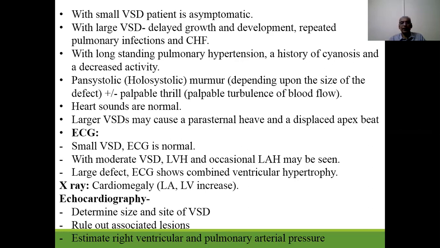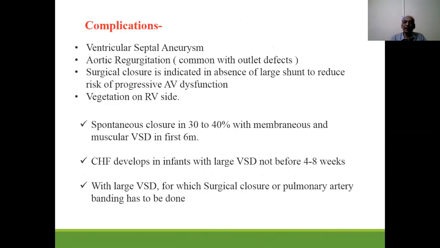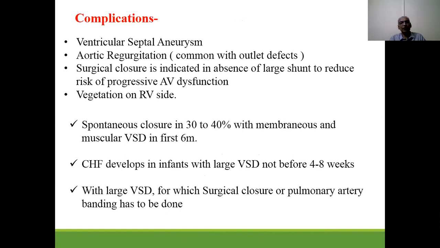Moderate VSD, there is left ventricular hypertrophy. Large defect shows combined ventricular hypertrophy. X-ray shows cardiomegaly, and echocardiography is helpful to detect the size. Complications: ventricular septal aneurysm, aortic regurgitation, then vegetations on the right side. Spontaneous closure of the VSD occurs in 30 to 40% of the cases in membranous type and in muscular type of the VSD at 6 months of age.